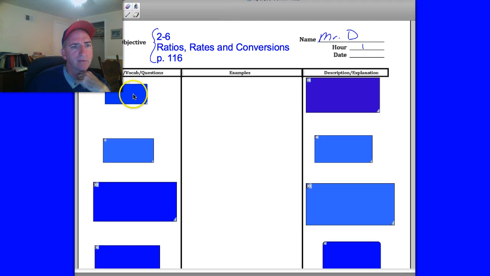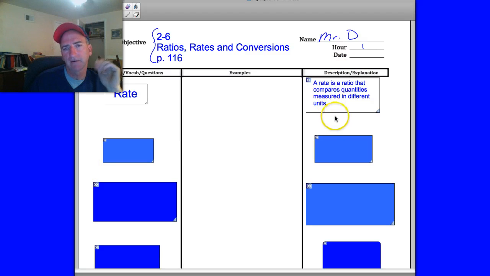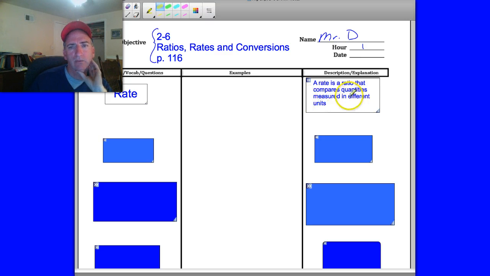Here we go. First word to uncover for you. Please write that word down, rate, in the left-hand column. It's a vocabulary word that we will wrestle with here. A rate, now over here on the right-hand side, that's where I'm going to write the definition for you and where you should have it. A rate is a ratio that compares quantities measured in two different units. Okay, keyword: different units there. That's really our key phrasing for us. So what in the world does that mean?